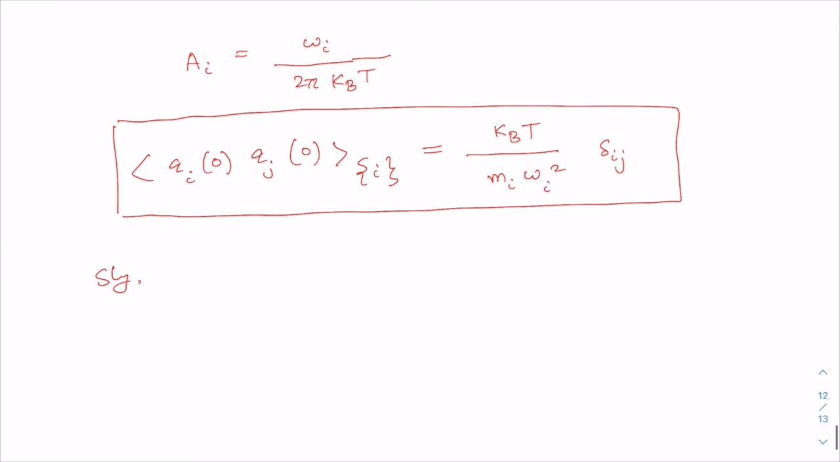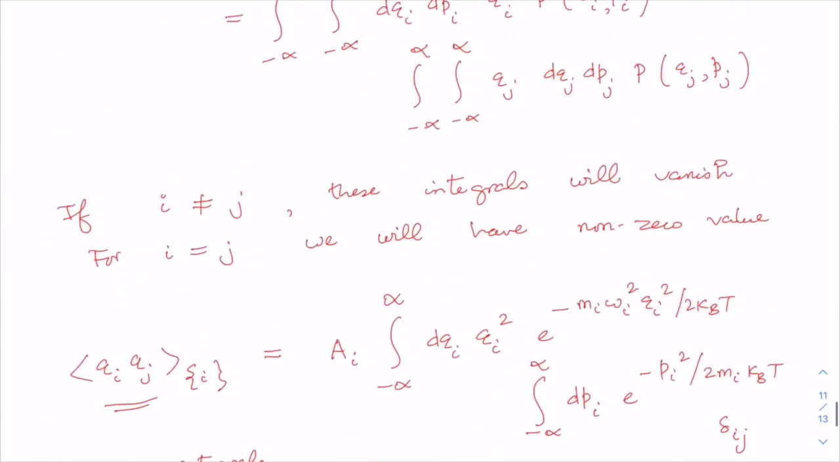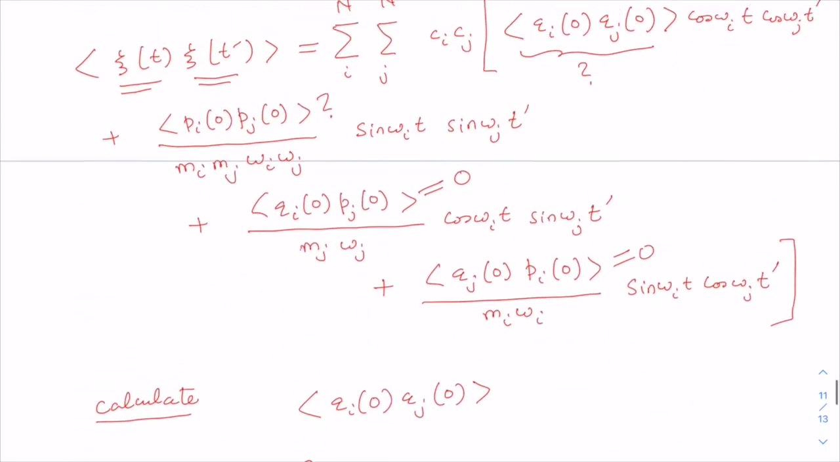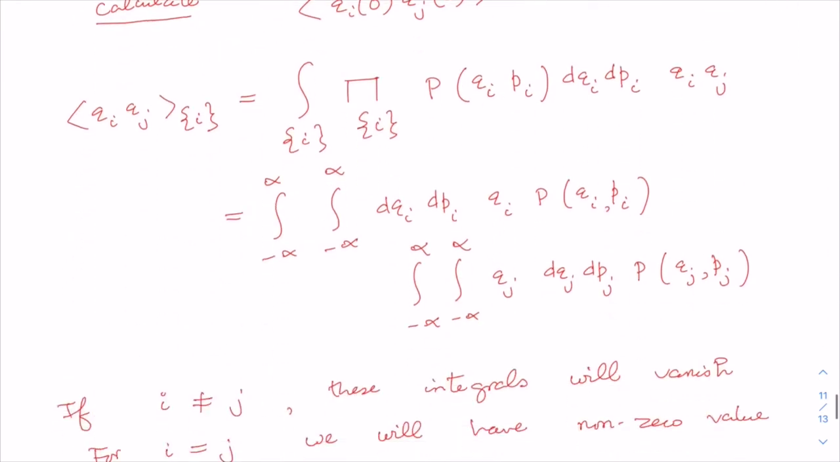Similarly, you can do exactly the same calculation for the momentum variables. The ensemble average for the product p_i p_j would be equal to m_i k_B T, again with the Kronecker delta ij. Now having these expressions, we just need to find these two quantities only here. So we have found these two quantities.